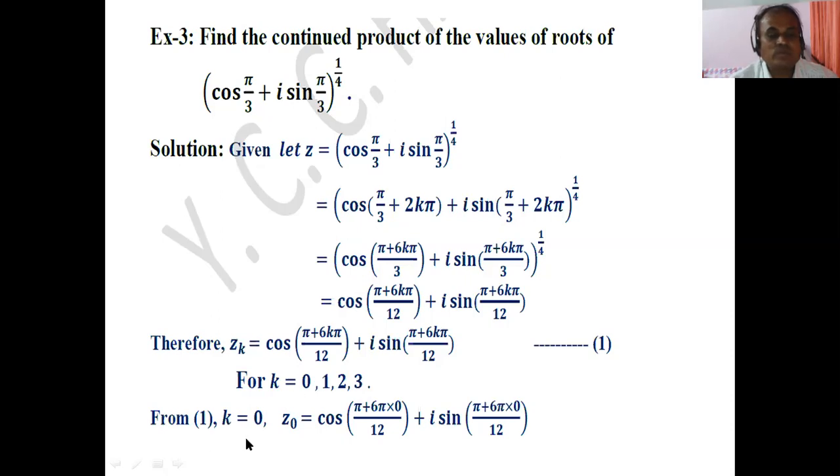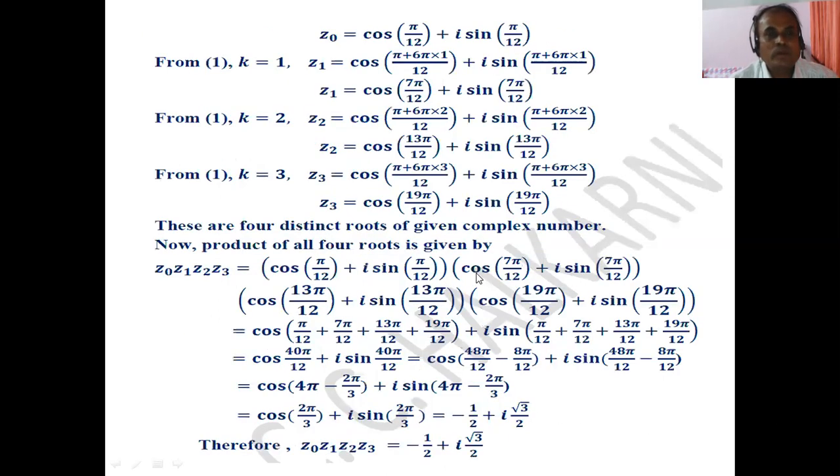Now we find the 4 roots of the given complex number by putting the values of k. First we put k equal to 0 in equation 1. Therefore z0 equals cos of (π + 6π·0)/12 + i sin of (π + 6π·0)/12. Now we simplify this. 6π into 0 is 0, and therefore π plus 0 is π. So z0 equals cos of π/12 + i sin of π/12. This is the first root of the given complex number.